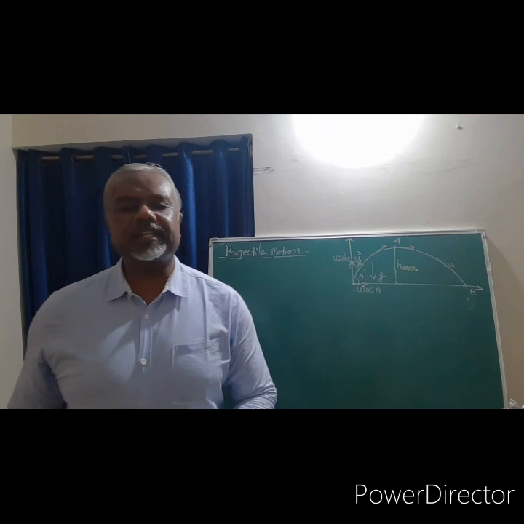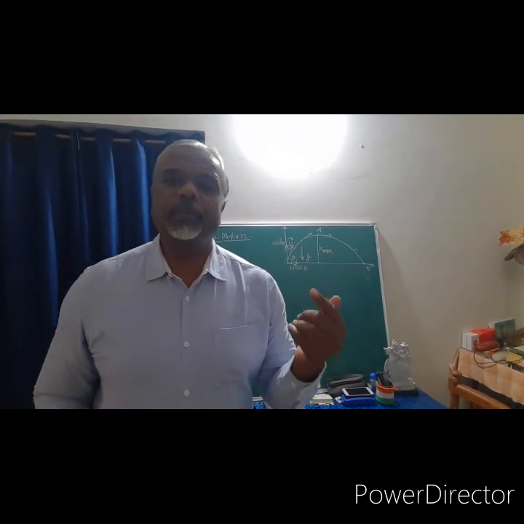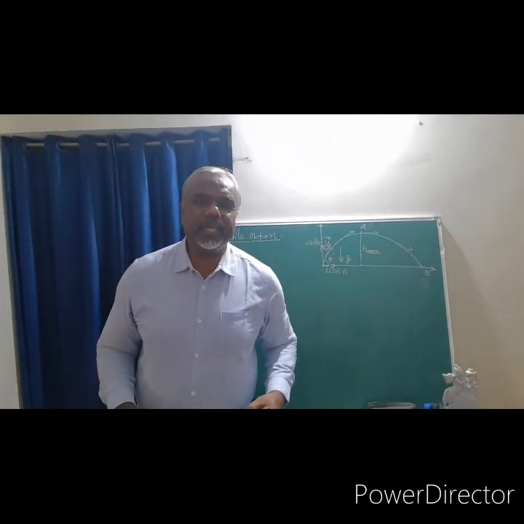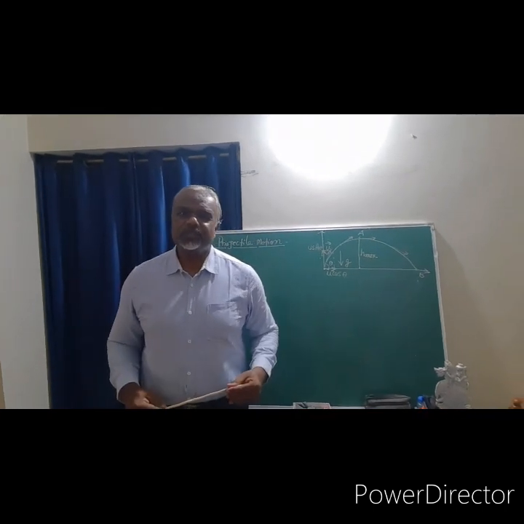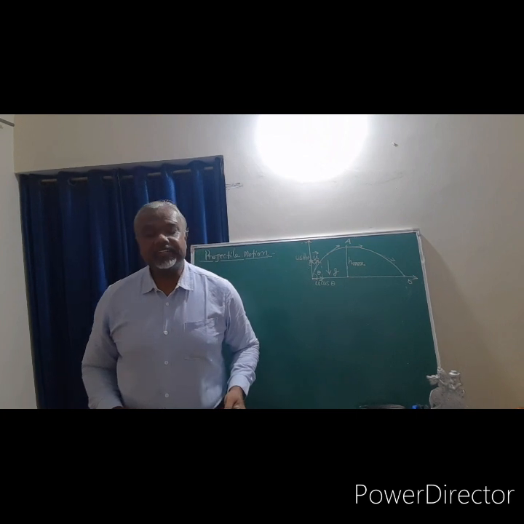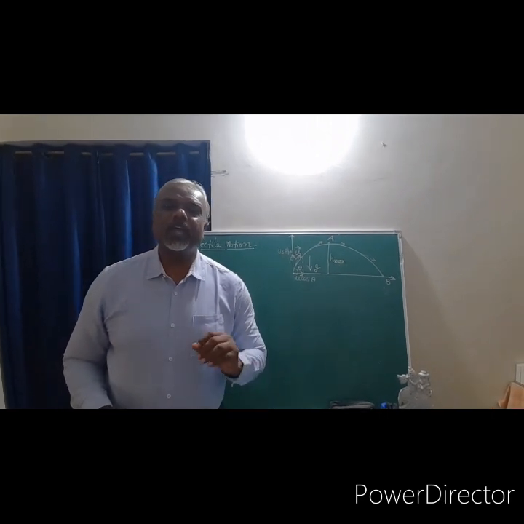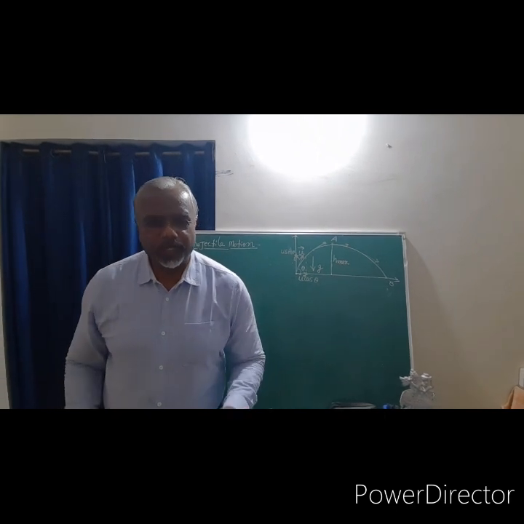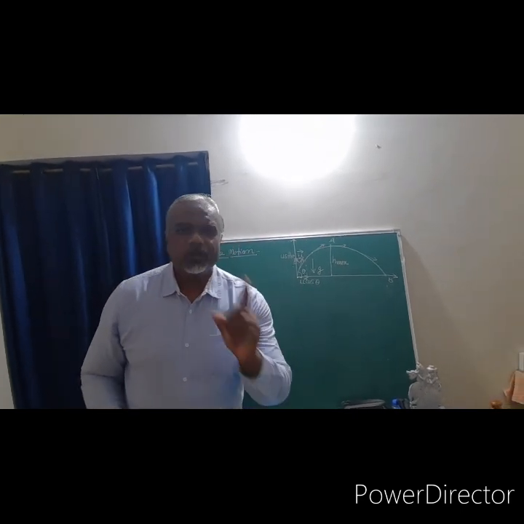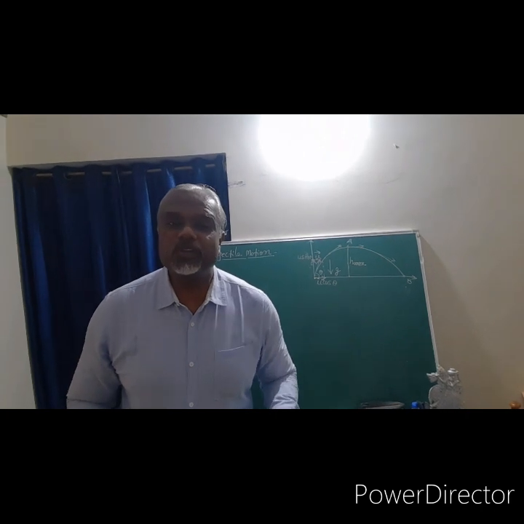In order to study this projectile motion, we have to make certain assumptions. What are those assumptions? Number one, we will neglect air resistance. We will assume as if there is no air in the medium. So air resistance we have neglected. We have assumed that the earth has a flat surface and acceleration due to gravity is constant, uniform everywhere throughout the journey of what we call bullet, javelin, bomb, or there is only one word for this, projectile. So we will assume that acceleration due to gravity is constant throughout the motion of projectile.